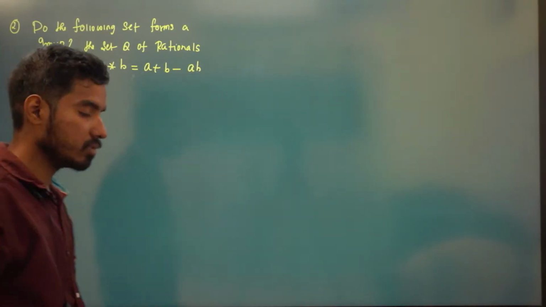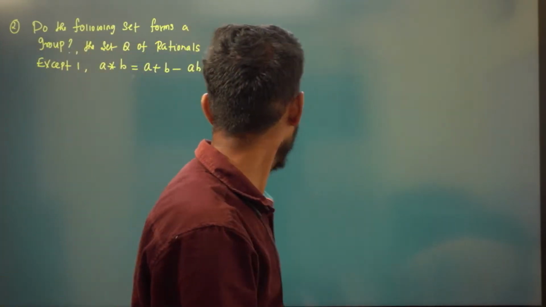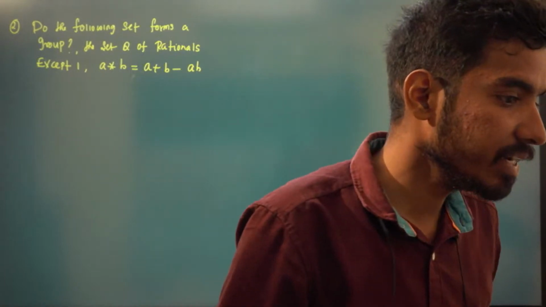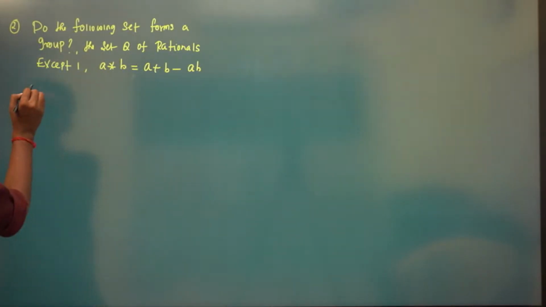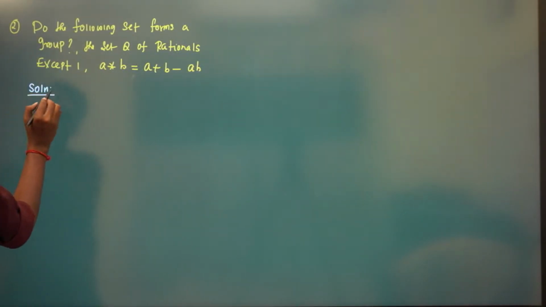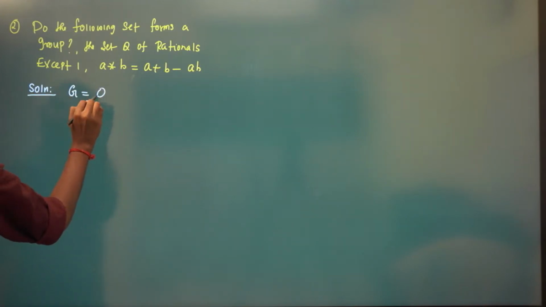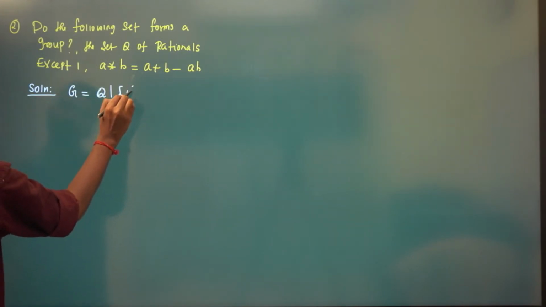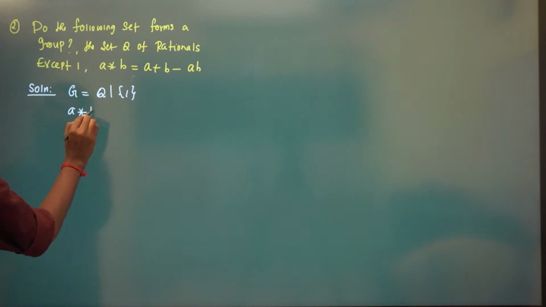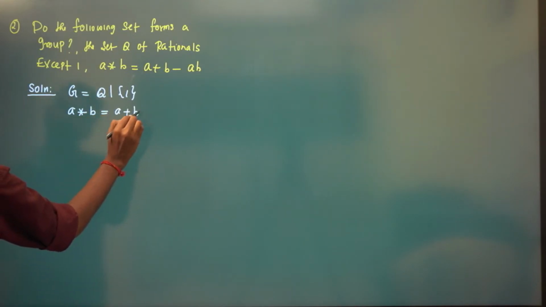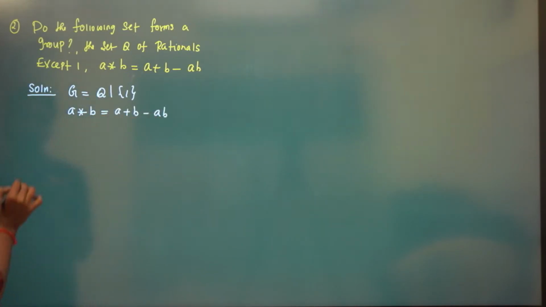See here, the set is the set of all rational numbers except 1. So they have removed 1 from the set. And the operation is A star B is A plus B minus AB. Here G is the set of all rational numbers except 1. And whenever you are operating two elements, you need to make use of A plus B minus AB.